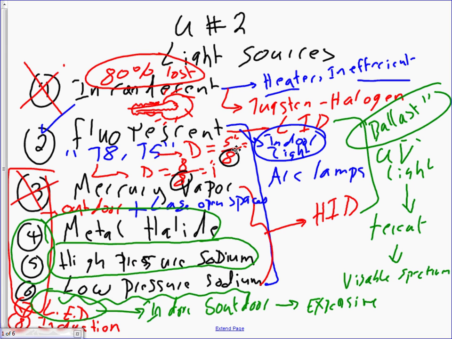Between fluorescent and metal halide, our project is made of two things: metal halide and fluorescent. And the next project is going to be made completely out of what? LEDs, indoor, outdoor. Cool. So that's basically the sources.